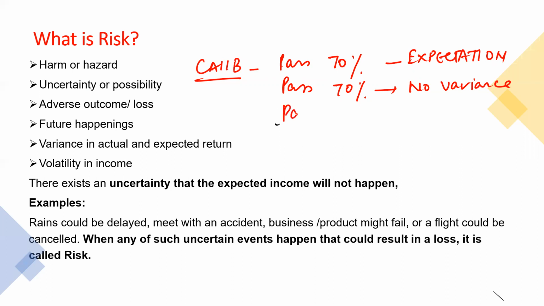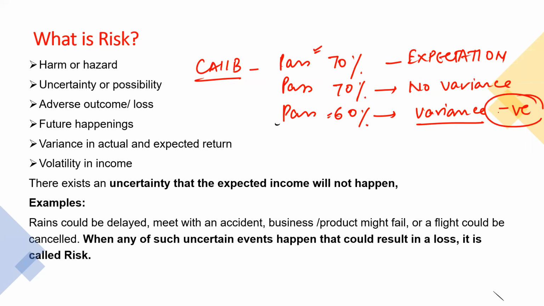The other one is, let's say we pass, but with 60% marks. Now here, is there a variance? Yes, there is a variance. Is the variance positive or negative? We thought we were going to get 70%. We got 60%. It is a negative variance. So there is this risk that we may not get a 70% plus, would it be a distinction? We don't get a distinction. So this is a risk.